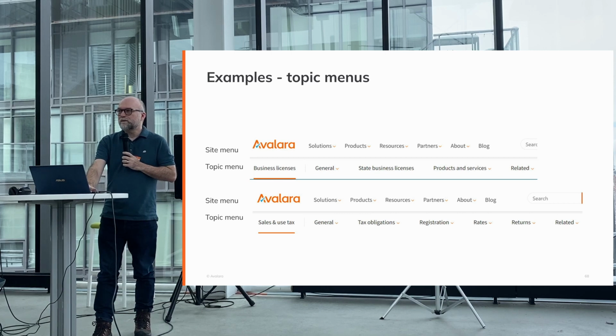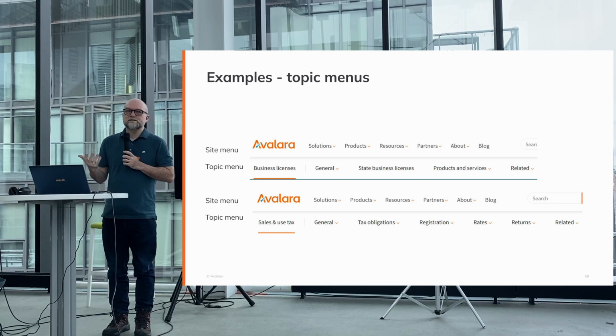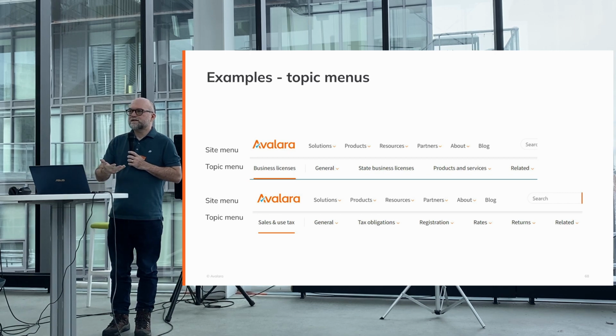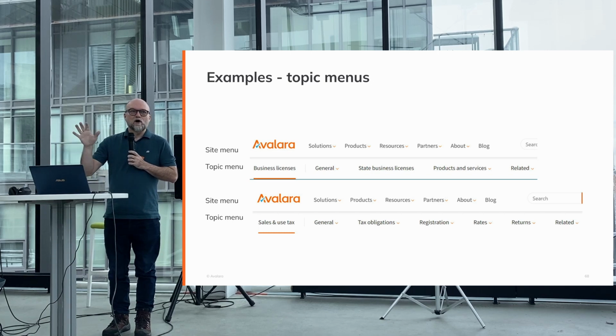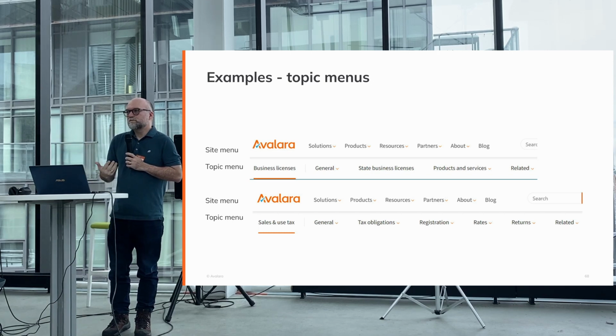And then a second level menu right underneath it. In the top level, it's business licenses. In the second case, it's sales and use tax. And Avalara is a company that provides basically compliance solutions for businesses around things like taxes and licenses. So these are obvious things that people could be interested in, and we now have menus that organize the content around those interests. And we didn't before.